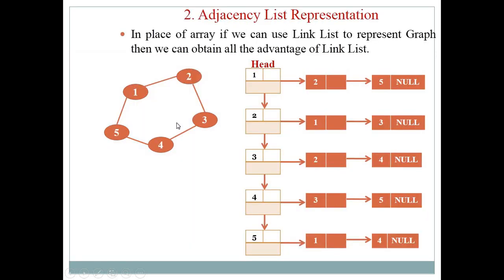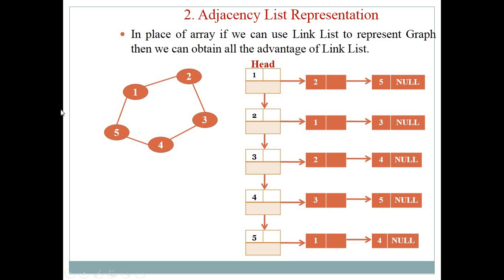Now adjacency list representation. In place of an array, we can use a linked list to represent a graph, where we can obtain all the edges in linked lists. Here 1 is connected with 2 and 5, so in the linked list we will represent 1 to 2 and 1 to 5. If 2 is connected with 1 and 3, then 2 to 1 and 2 to 3. If 5 is connected with 1 and 4, then 5 to 1 and 5 to 4. So this is the representation of an adjacency list by linked list.